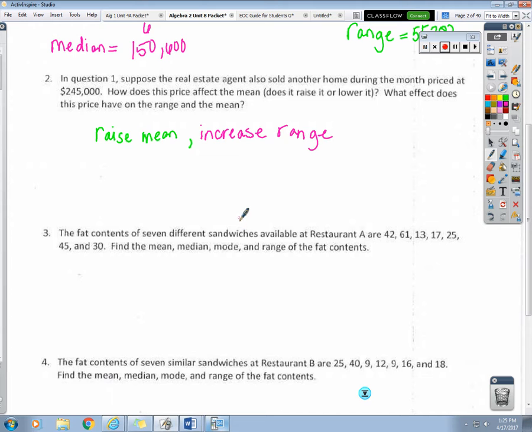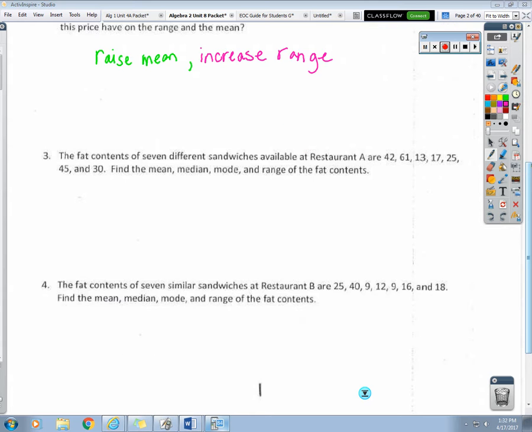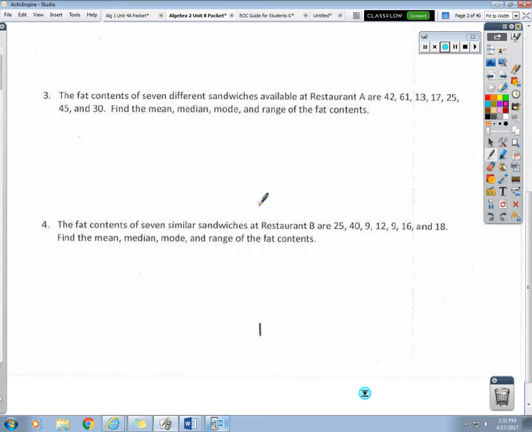Alright, I want you to take a couple of minutes and try 3 and 4 by yourself. You're finding all 4 measures of central tendencies. 3. The fat contents of 7 different sandwiches available at restaurant A are 42, 61, 13, 17, 25, 45, and 30. They want you to take that data and find the mean, median, mode, and range.